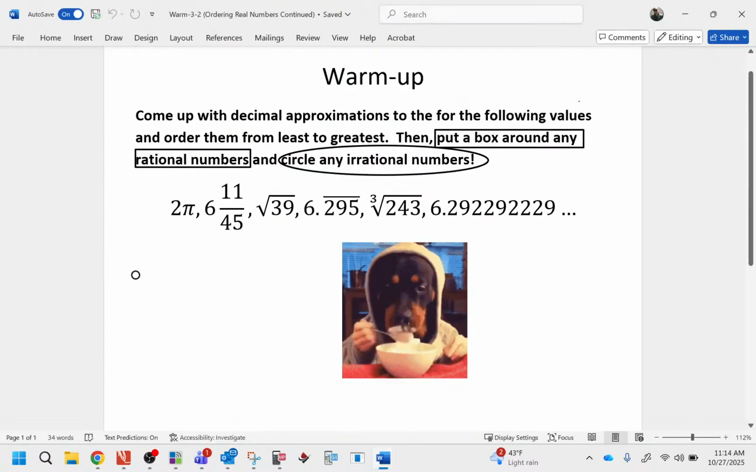Will you please go ahead and come up with decimal approximations for those and put them in order from least to greatest? Put a box around any rational numbers and circle any irrational numbers. You're going to want to pause the video because we are just about ready to go with this, and here we go.